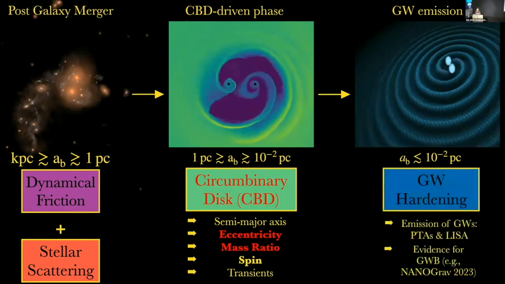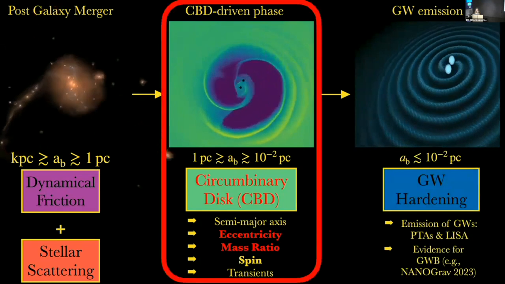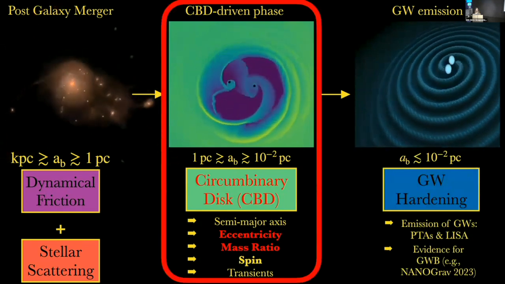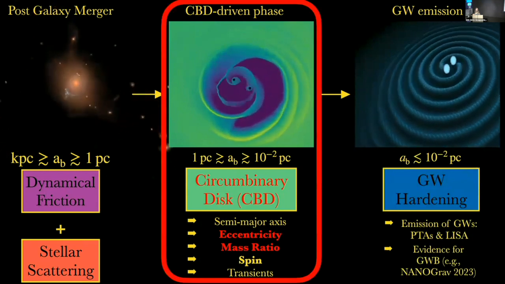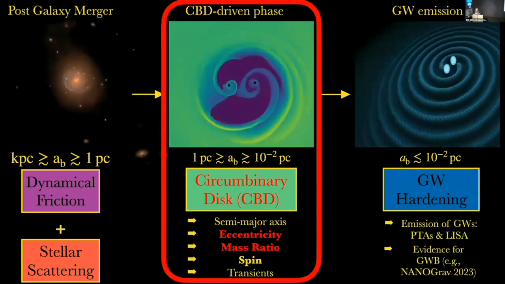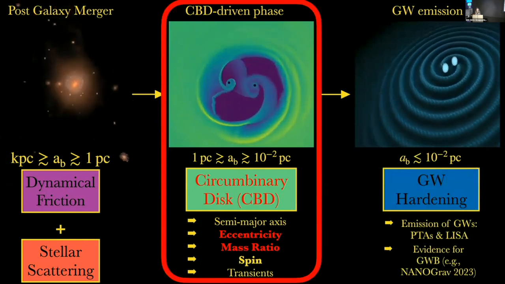So finally, when the binary system reaches 10^-2 parsec or below, gravitational wave hardening will take over. And then we will get these gravitational waves that pulsar timing arrays may have detected and that we hope to see with LISA. Today, I really want to zoom in on this middle phase. I want to talk about the circumbinary disk-driven phase and the physics at play, and how we can use this physics to project the properties of the massive black hole binary population.